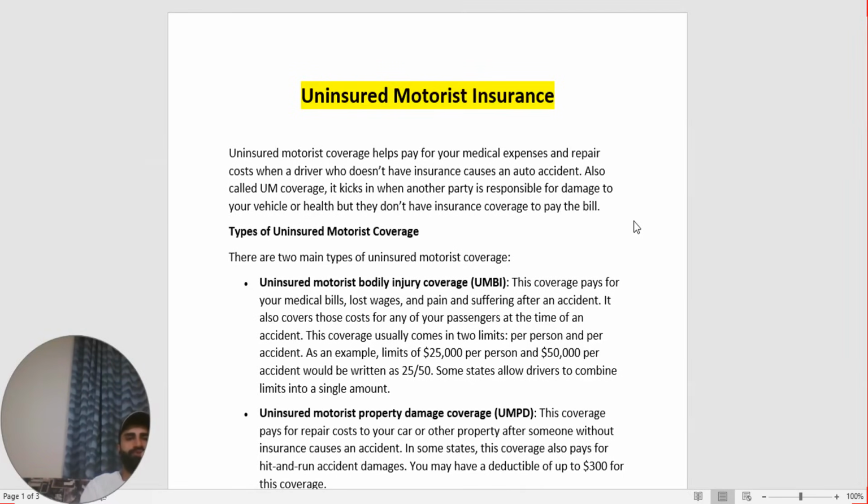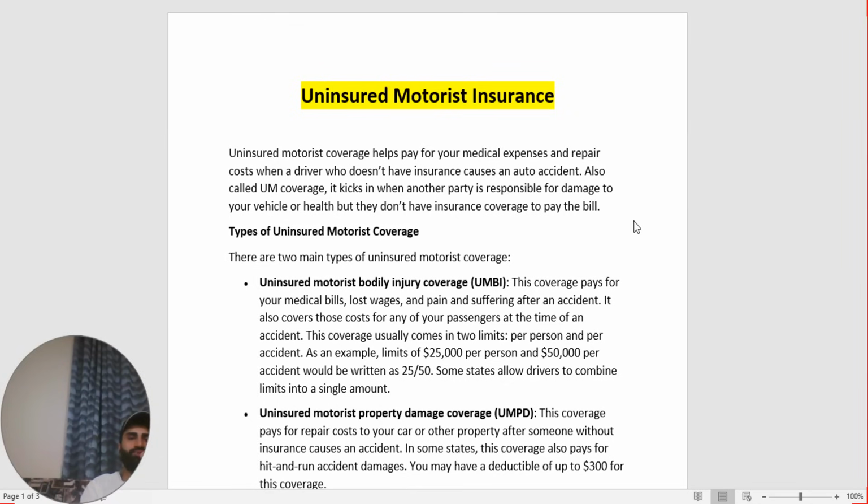Uninsured Motorist Insurance. Uninsured motorist insurance coverage helps you pay for your medical expenses and repair costs when a driver who doesn't have insurance causes an auto accident, also called UM coverage. It kicks in when the other party is responsible for the damage to your vehicle or health, but they do not have insurance coverage to pay the bill.